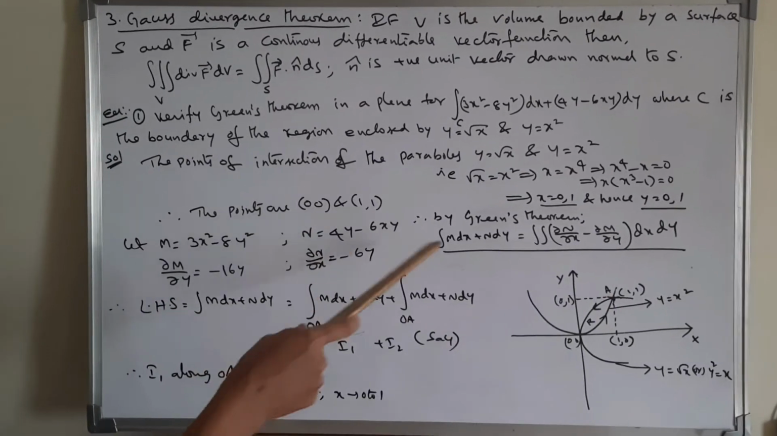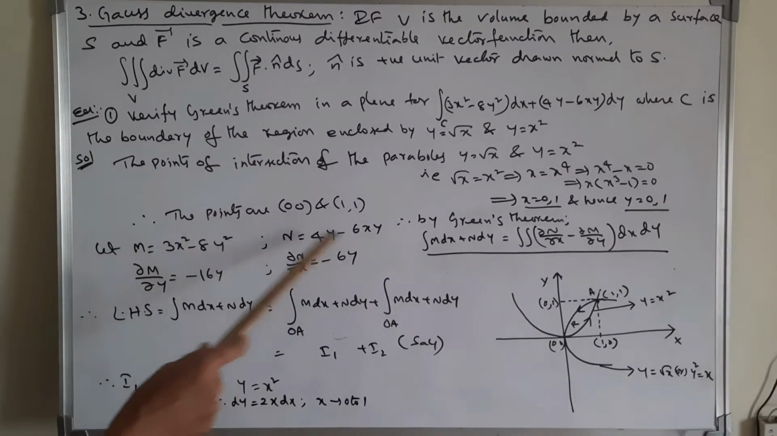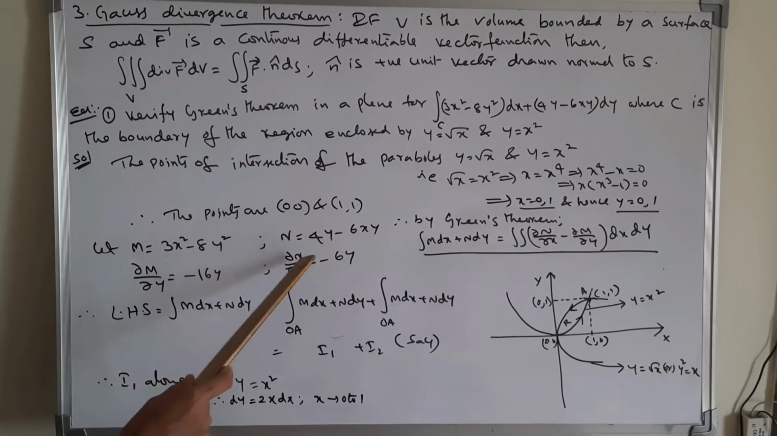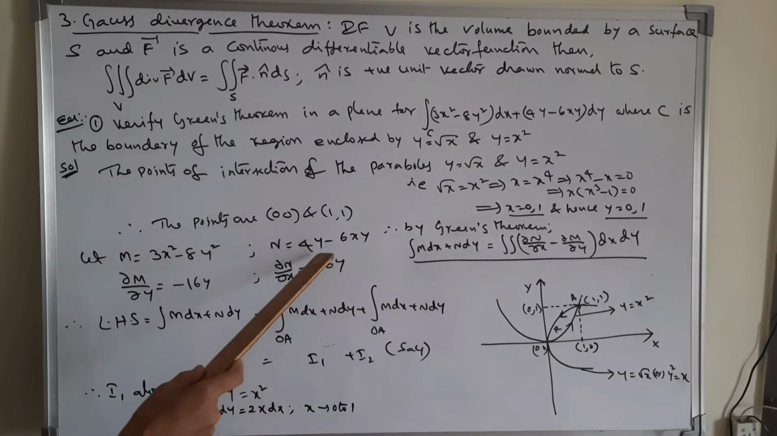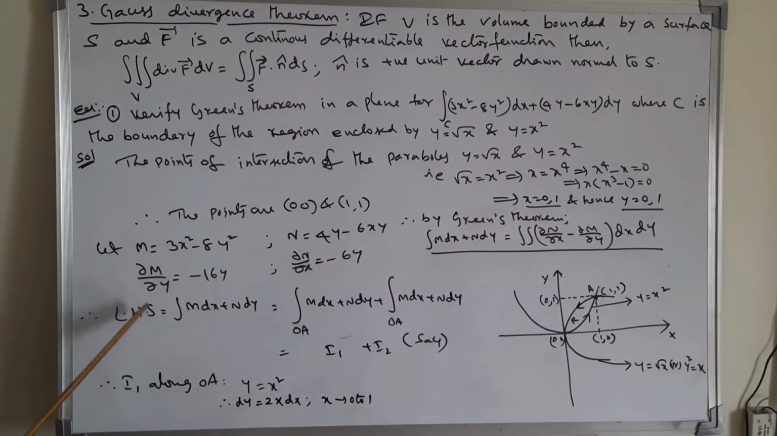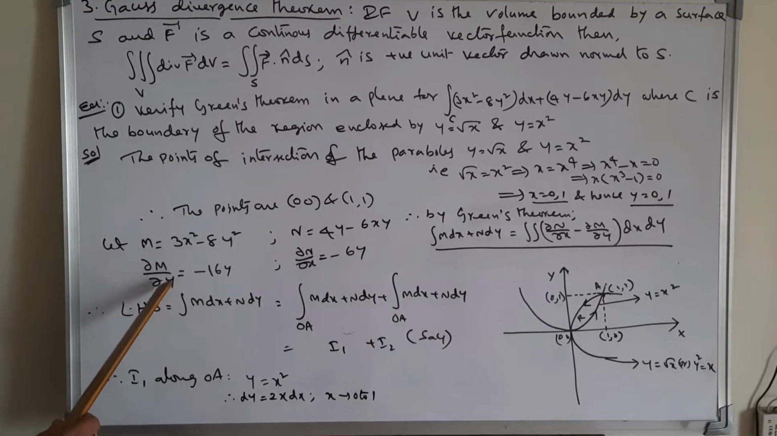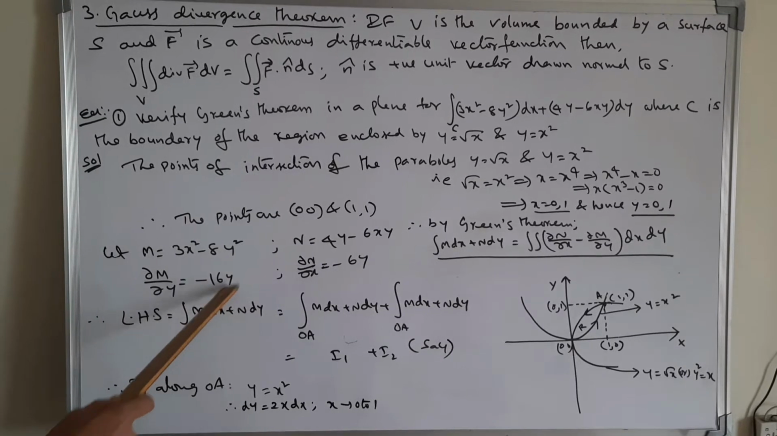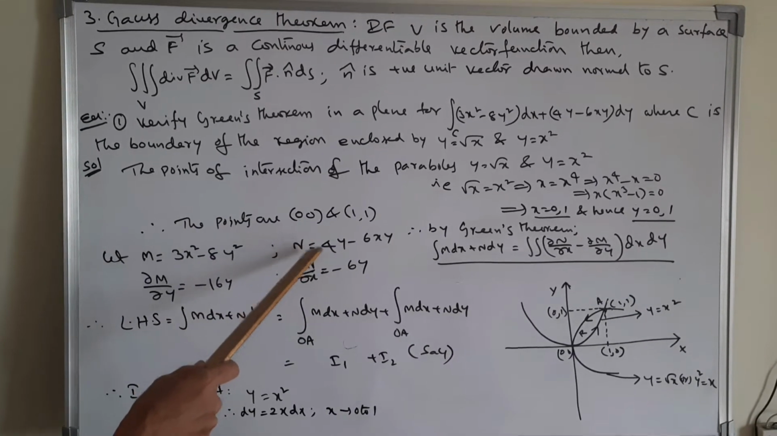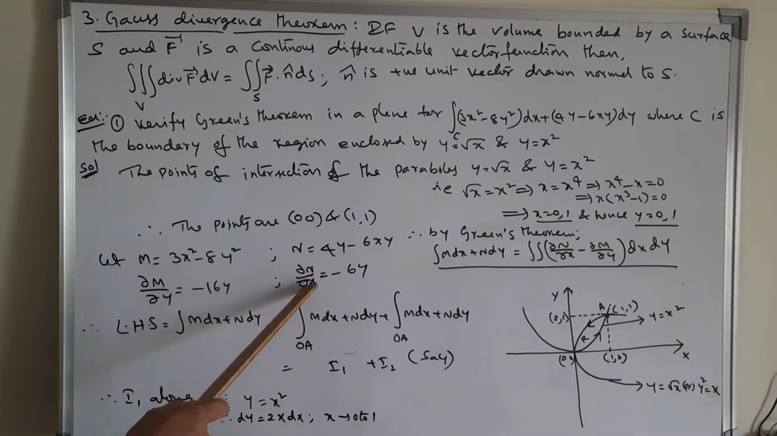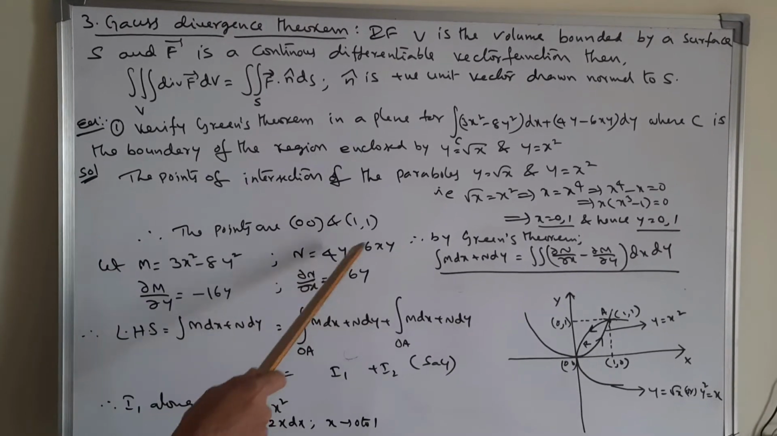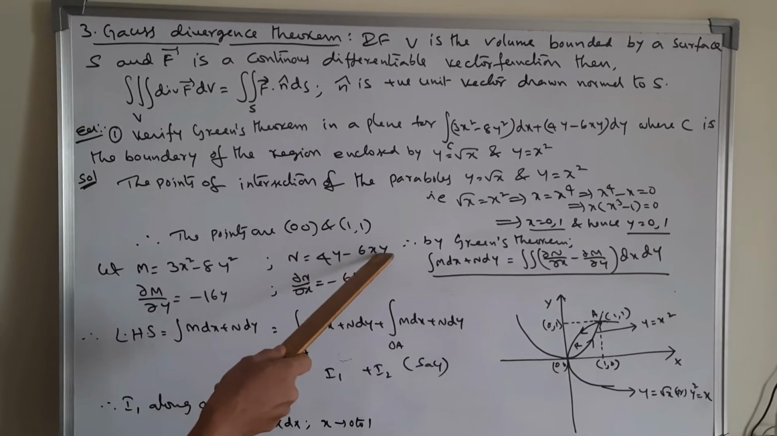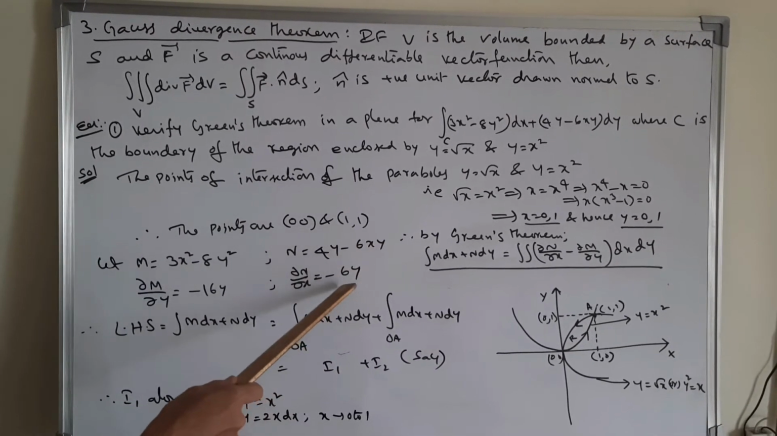Next we have to verify Green's theorem. Let M be equal to 3x squared minus 8y squared and N be equal to the dy coefficient, that is 4y minus 6xy. Then we find the first order partial derivatives. Therefore dou M by dou y is equal to minus 16y. Next, dou N by dou x, the partial derivative with respect to x, treating y as constant: the derivative of 4y is 0, and for the second term, y is constant and the derivative of x is 1, so minus 6y.